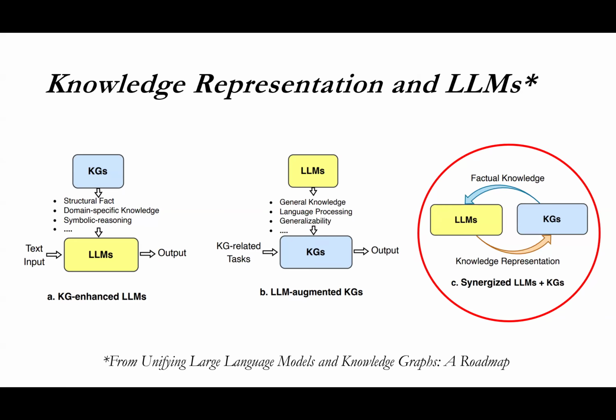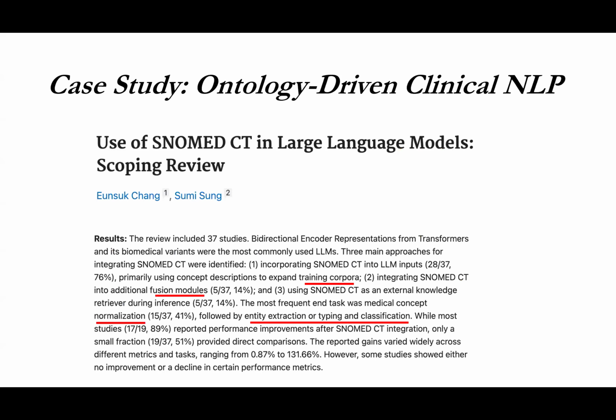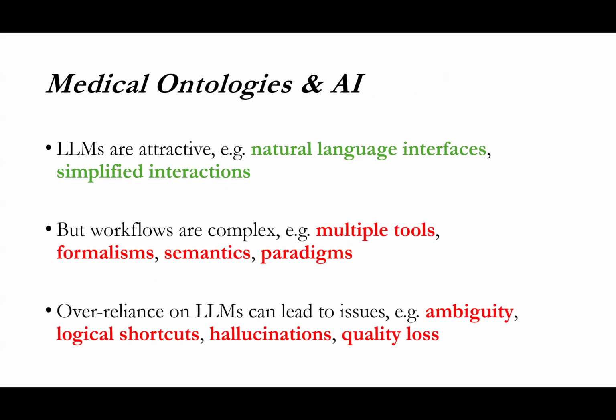LLMs enhancing knowledge representation. And then, of course, we have the synergy, LLMs and knowledge graphs, this nice little virtuous circle. Here's an example, uses of SNOMED CT and LLMs, a scoping review. It talks about literature from 37 different studies, to train corpora, to fuse models, integrating SNOMED CT, doing entity extraction, typing, classification, normalization, all in a kind of virtuous loop to both enhance the LLMs for tuning and expand the knowledge representation in SNOMED. So yeah, again, I'm not going to spend too much time because I'd like to talk about something slightly different than all of these sorts of cases.